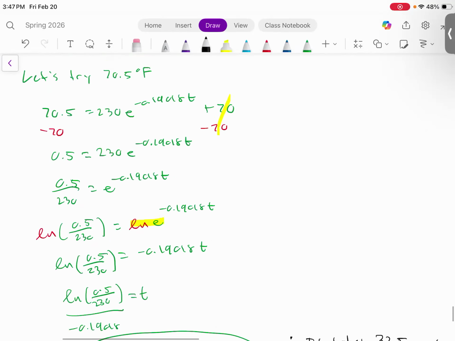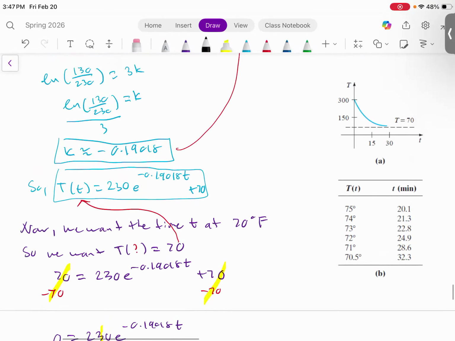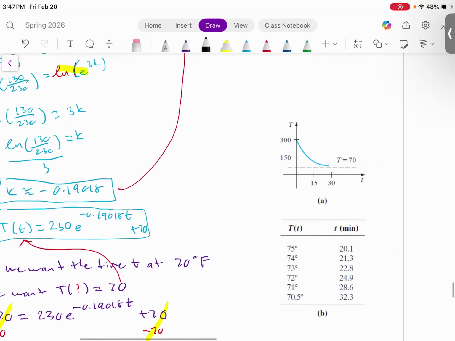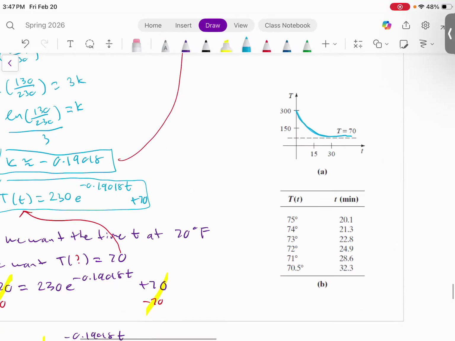Okay, so let's scroll up to the table here, or the graphs here. And here's a visual that we start out at 300, but then after like 30 minutes, it gets to a constant ambient temperature of the room, 70. And then a table here that, we couldn't get 70, but we were able to get 70.5 and it's a close 32.3. Just a bit of rounding here and over there.